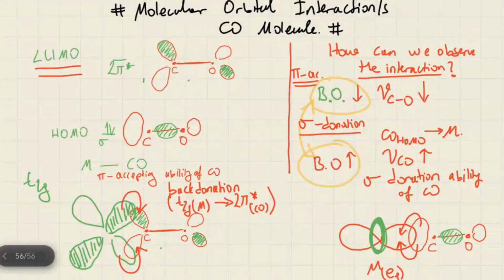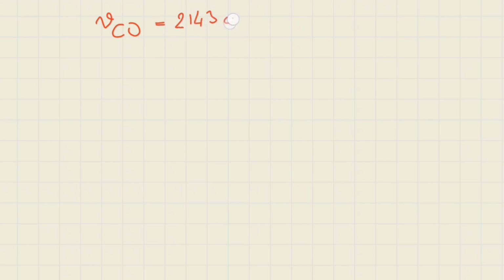But what is the CO stretch? CO is an infrared active molecule, of course, and in the gas phase, the CO stretch is 2143 centimeter minus 1, and centimeter minus 1 is the wave number. If you don't know, we use the wave number in infrared spectroscopy. And we will look at the CO stretches.